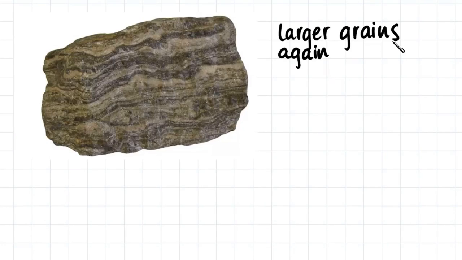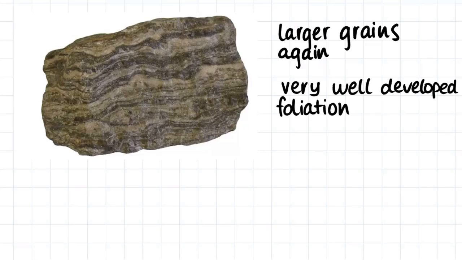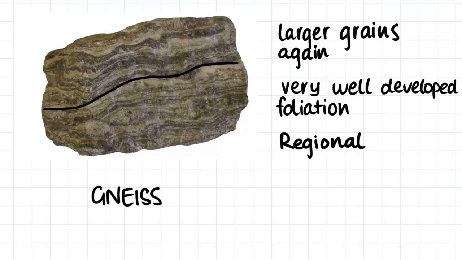In this sample here, we can see that the sample has almost larger crystal grains again. In this sample, we also have very well developed foliation, which is quite obvious. This foliation has formed as the minerals of the same type have come together and formed bands across the rock. The rock has clearly undergone regional metamorphism. We would call this rock gneiss.